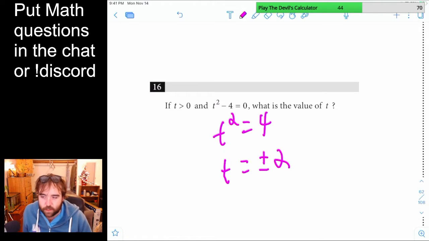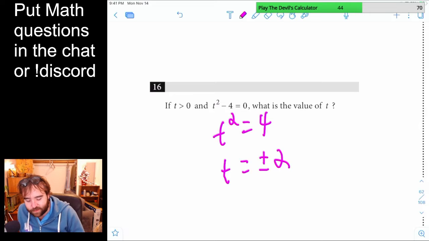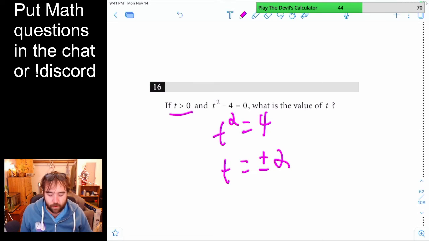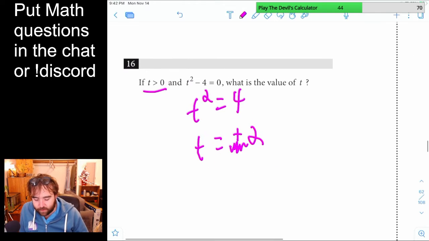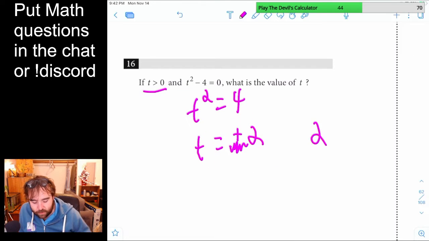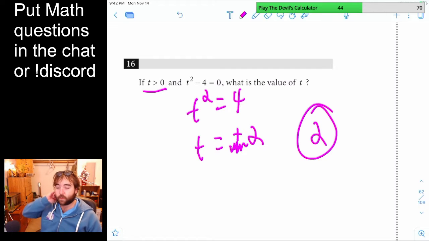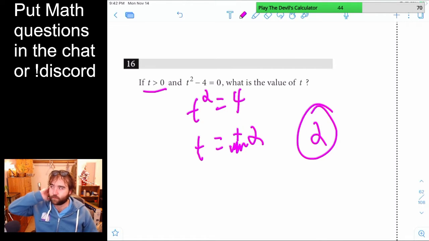But then in this question, it doesn't even matter so much because they tell you that t is greater than 0. So that does mean we're rejecting this negative answer and only keeping the answer that is greater than 0. And so t equals 2.